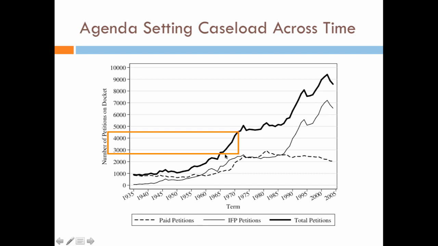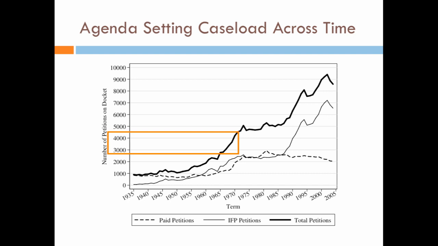Check out the leveling off of paid petitions from the 1970s onward, right? So we're looking again at this dotted line. It rose in the 1960s, but then it has really leveled off in the subsequent decades. On the other hand, we have seen this continued upward trend if we're looking at this thick black line, right? So that upward trend is driven primarily by the steep increase in the number of IFP petitions submitted every year, especially from the 1980s onwards.